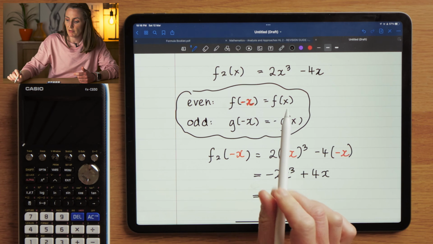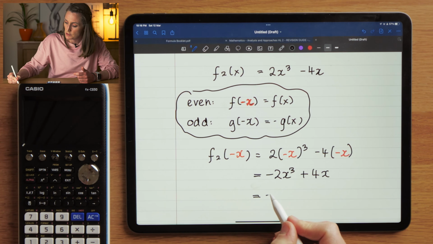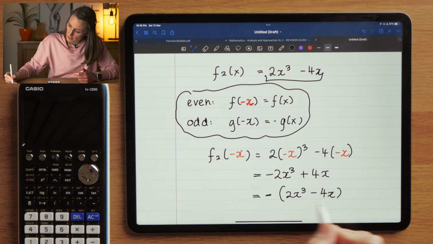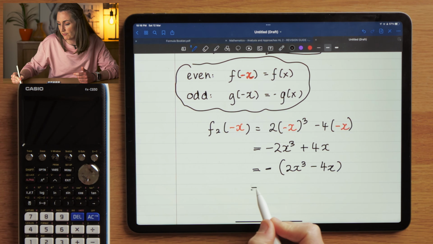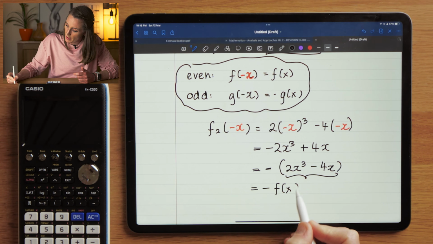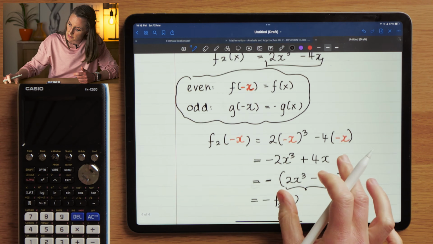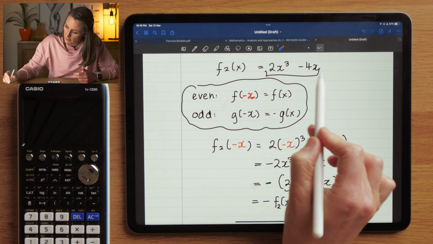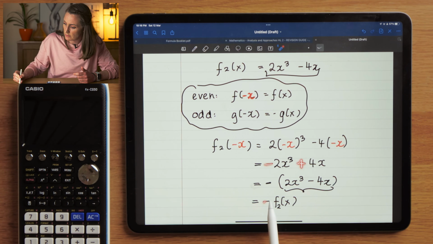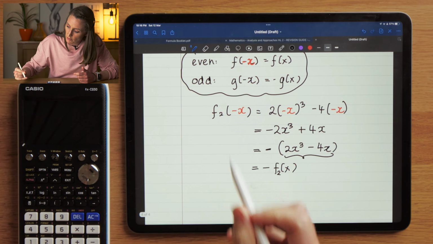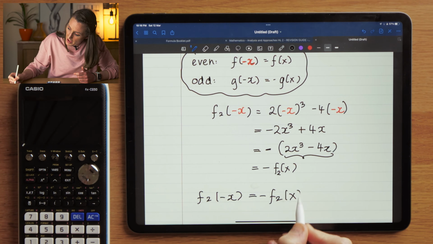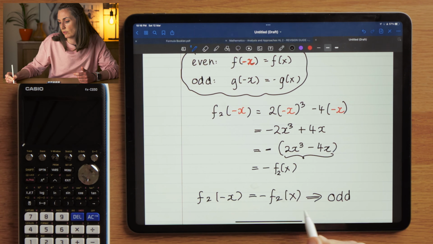Now remember, I need to write my final answer in terms of f2 of x. So I'm going to factor the minus out. Why? Because I want to put this inside the bracket. That double minus will make the plus. And my final line needs to be replacing this with f2 of x. You see, it matches perfectly. This is exactly the same as this. The only difference is the signs are opposite. That's another way of thinking about it. So I know that f2 of minus x is equal to minus f2 of x, and I know therefore that that is an odd function.